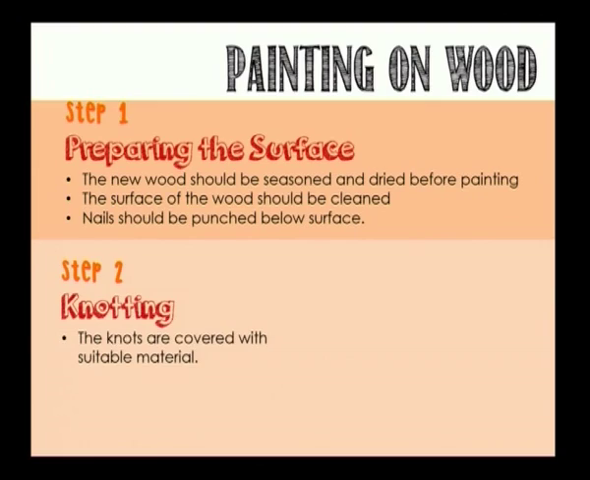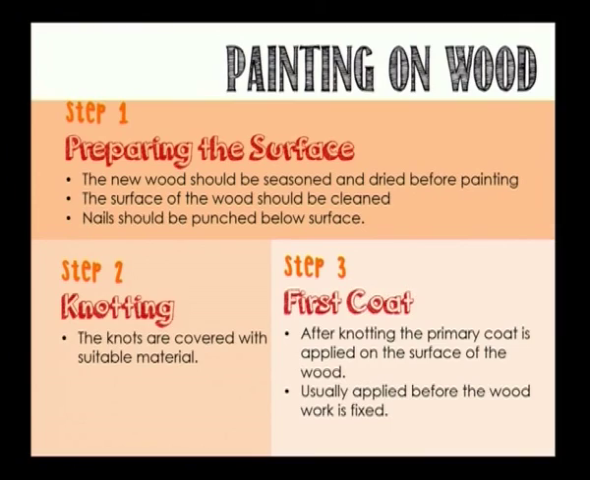Step 2 is knotting. Knotting is basically if there are any knots, then they should be covered with suitable material, or if there are any defects or chipping, or if there are any dents in the wood, they should be covered with putty or suitable material such that the whole surface you get is completely plain.